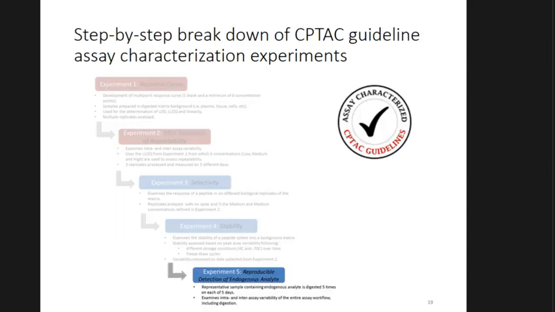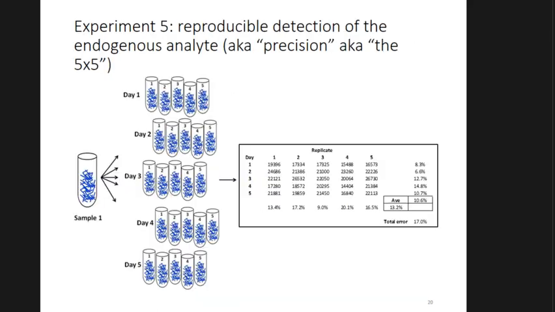The last experiment is affectionately termed the 5x5. In my lab at least, this is the one we dread having to do. It is, I think, the most work intensive, but it gives you such a good idea of how good your assay is. It gives you the best picture of how reproducible your assay is. So for this monster of an experiment, you will take your sample, a representative of your sample.